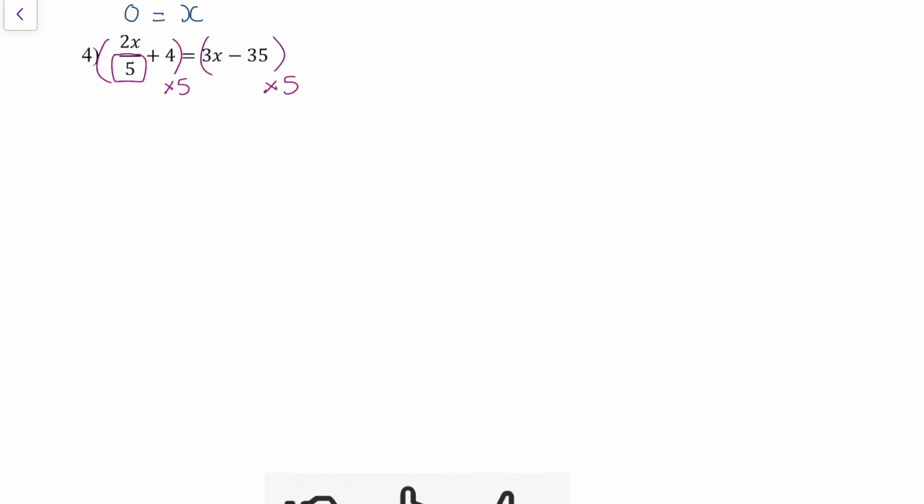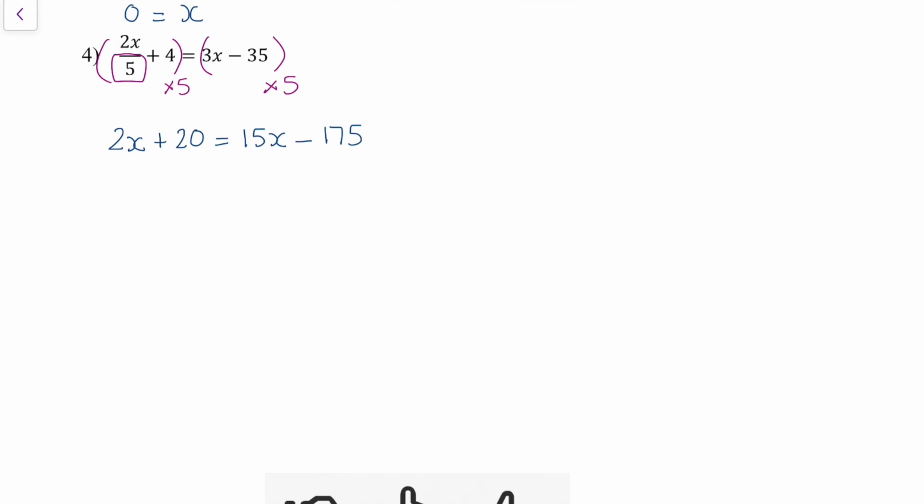And so I end up having 2x, divide 5 times 5, so that just gives me 2x, plus 4 times 5 is 20. And then on the other side, I have 15x minus 175. And so I've gotten rid of that fraction by making everything 5 times bigger.